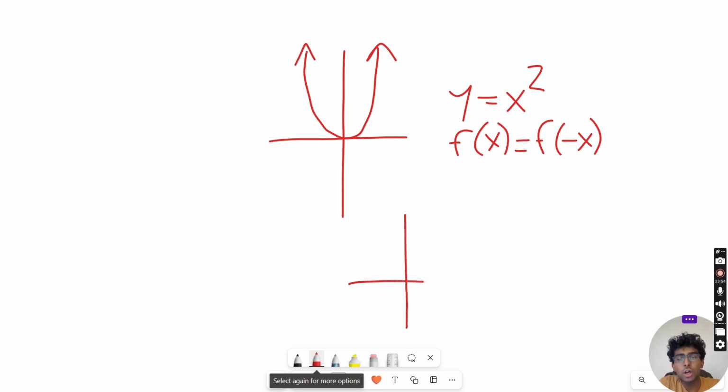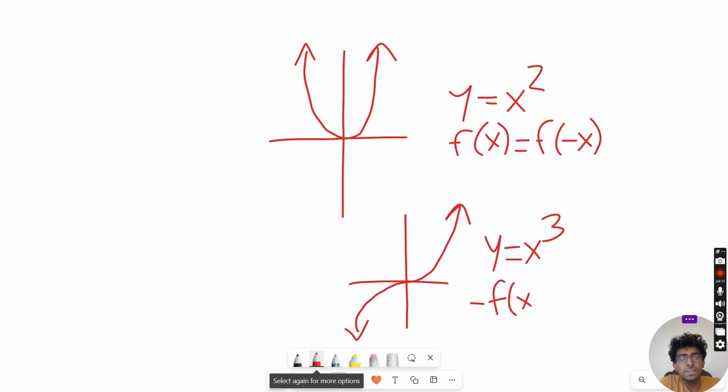Odd functions, on the other hand, can be reflected through the origin. So y equals x cubed is a great example of that. If we were to flip it, reflecting across the origin, you see that we have two equal parts. In equation form, it would be negative f of x equals f of negative x. So if you were to plug in negative values of x for this function, you'd have to do a reflection over the x-axis to get the correct transformation for it to be an odd function.